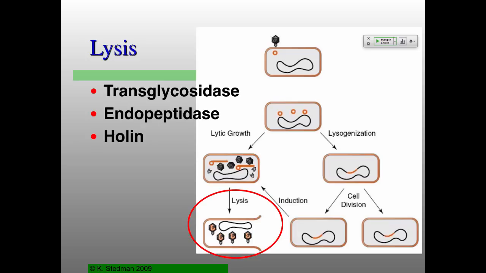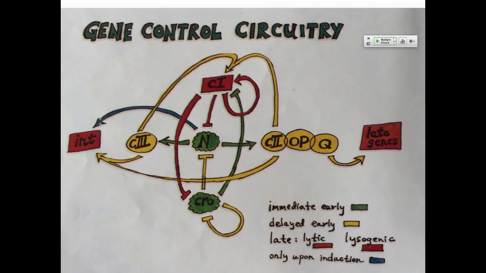A number of people have also asked me about the regulation process. This is all you need to know about lambda regulation. This is a figure actually from that book that I brought last time. It's all about C1 and Cro and their regulation of N. I'm not going to go through this whole process, but I find it's actually kind of a nice review to think about how lysis and lysogeny are being driven.